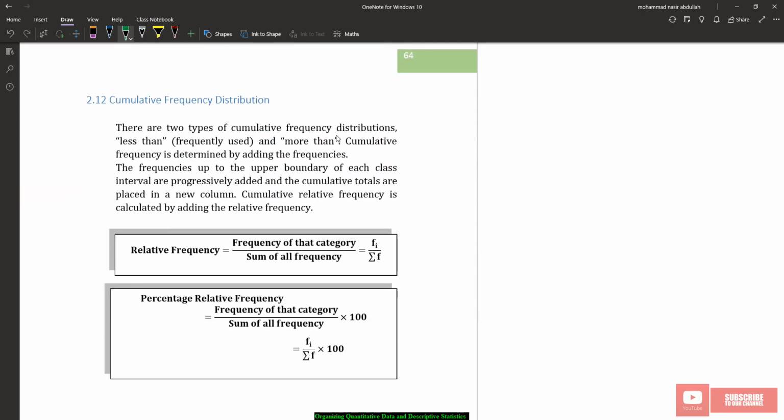Okay, before we go to cumulative frequency distribution, I think we rest for 5 minutes. Okay, alright, we continue, right?